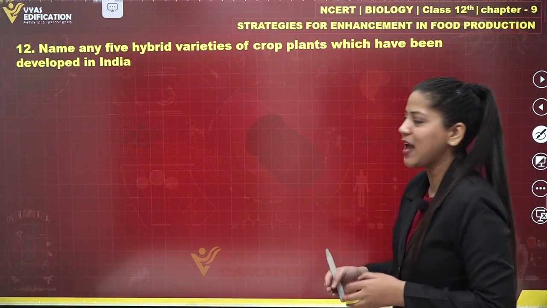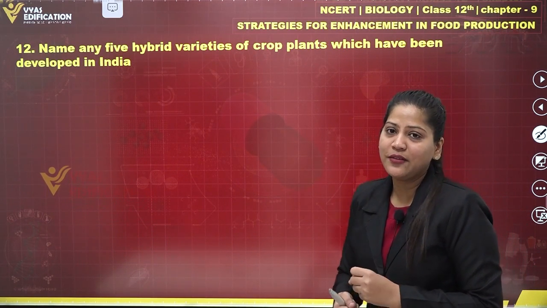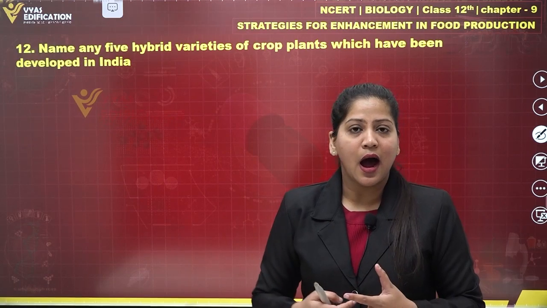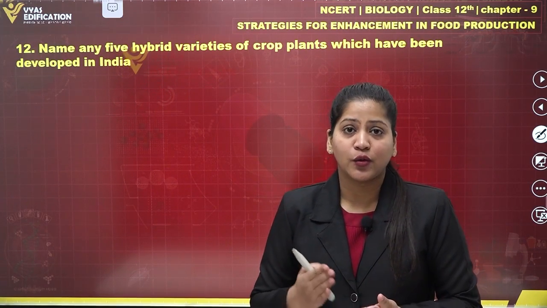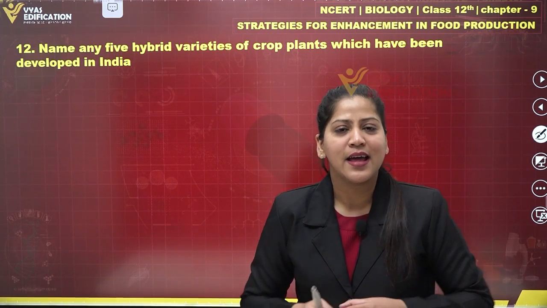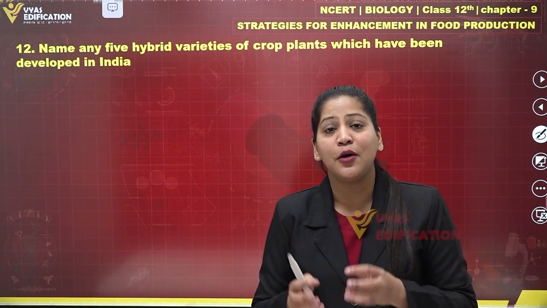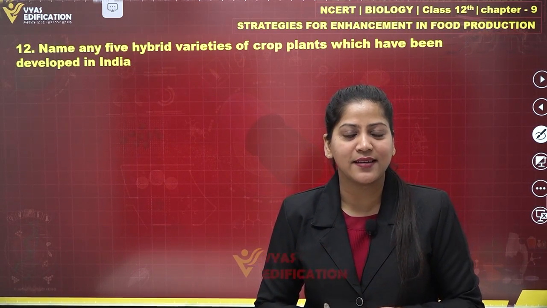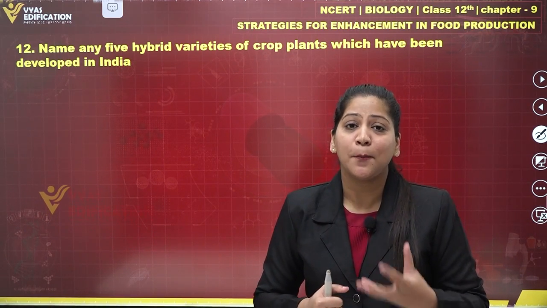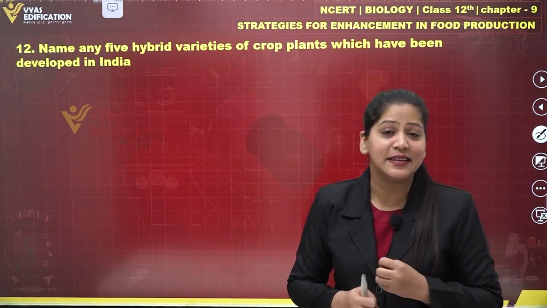Moving on to the last question of this chapter, that is question number 12, and in this question we have to name any 5 hybrid varieties of crop plants which have been developed in India. So if I talk about the 5 hybrid plant varieties, these are as follows. Sonalika is a variety of wheat. Then we have Jaya, a variety of rice. Then Pusa Shubhra, a variety of cauliflower. Then Pusa Komal, a variety of cowpea, and then Pusa Swarnim, a variety of mustard. All these are the 5 varieties of crop plants which have been developed in India.